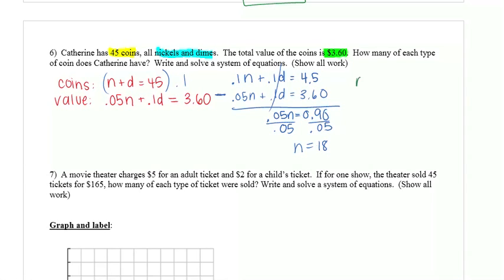And if we know that n plus d equals 45, and we have 18 nickels, we could subtract and we find that d equals 27. So our final answer, remember word problems, we need to write this out and tell what this means. So our final answer is 18 nickels and 27 dimes.